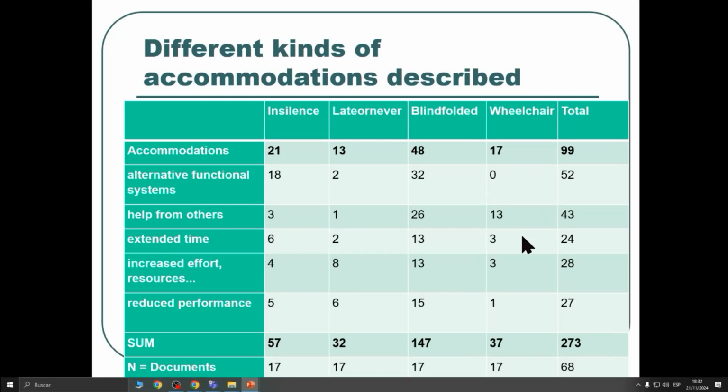Whereas we see, for example, that help from others is fundamental in situations of blindfolded and wheelchair activity. And not so much for the other ones, the strange simulations, which do not invite any sort of response, any sort of specific support from others, because basically people get puzzled.